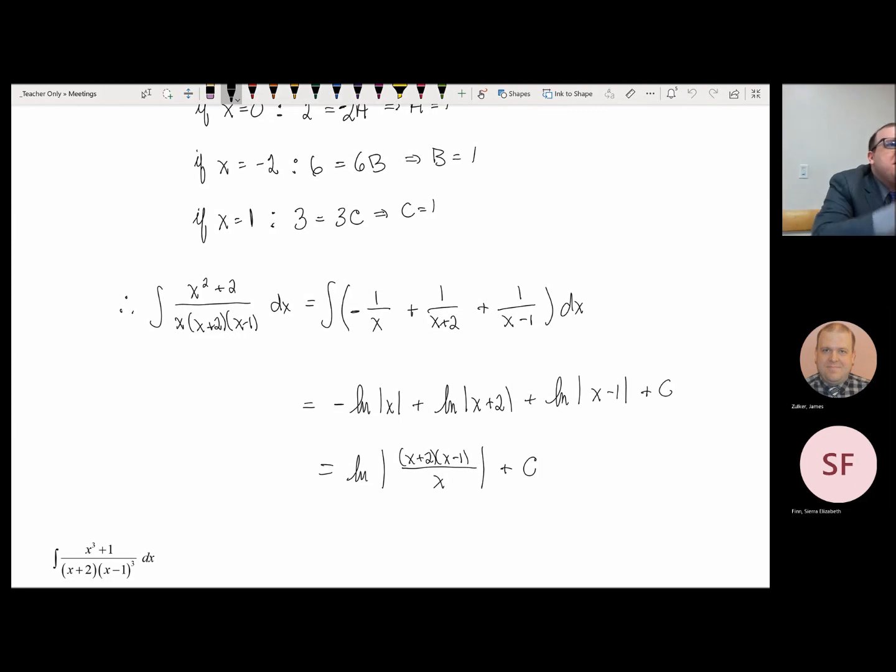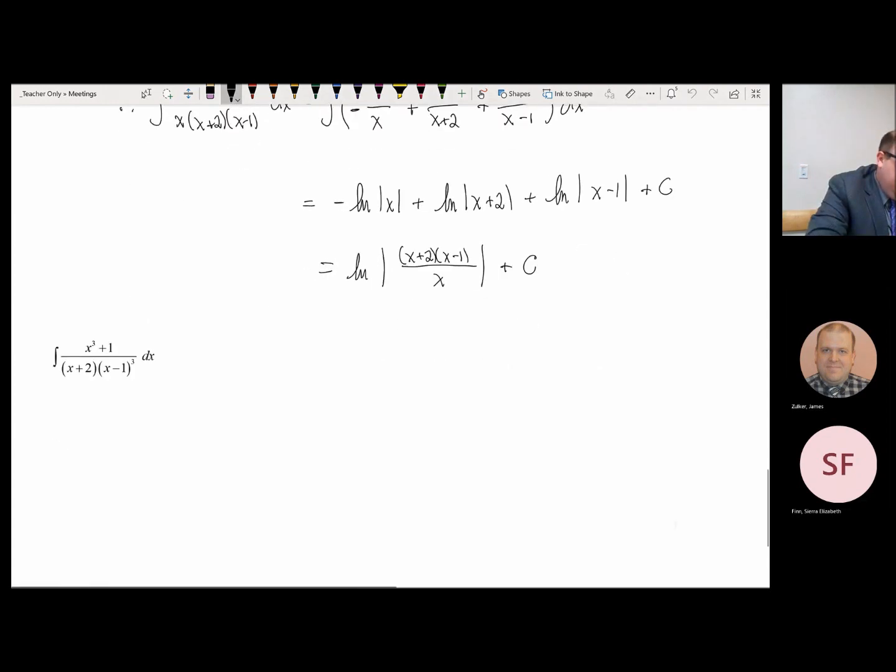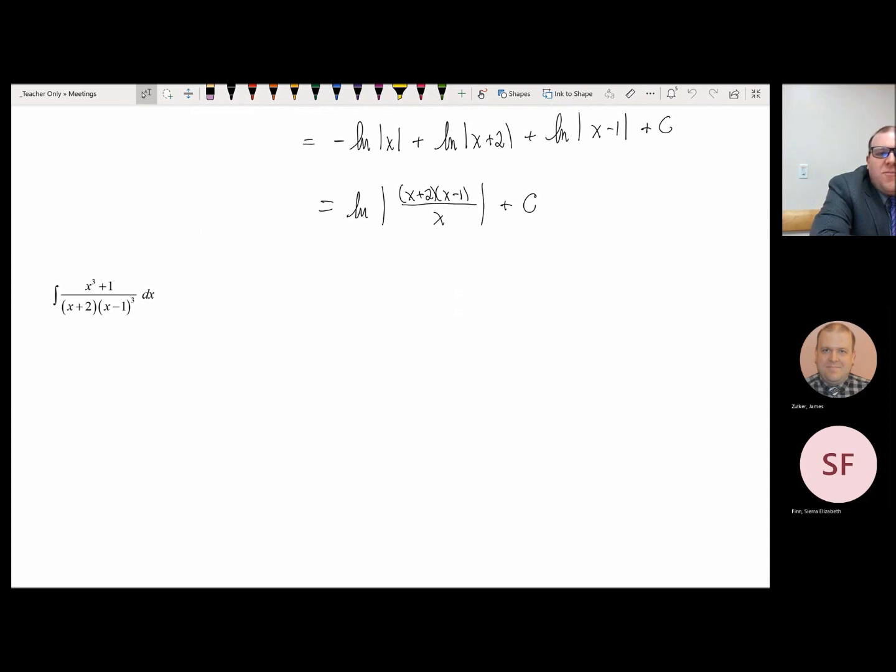This one's going to be a bit of a pain. Is this proper? Yes. And look at that, it's already factored for us too. First factor, x plus 2. That contributes A over x plus 2.